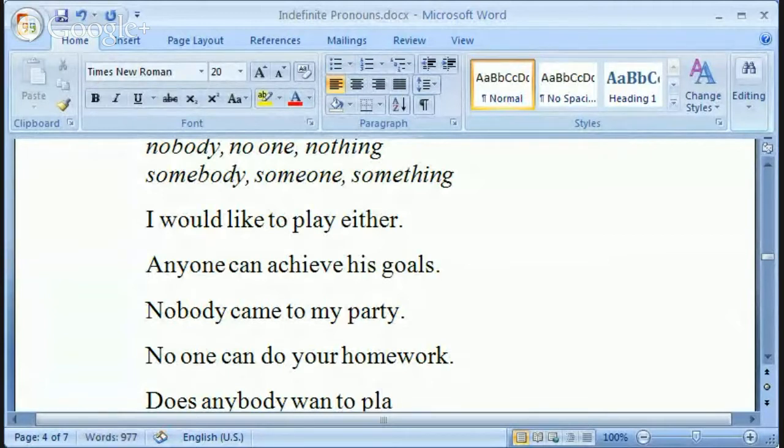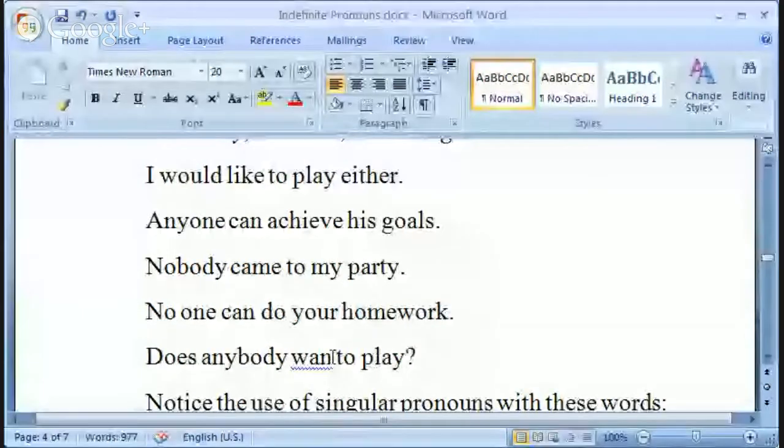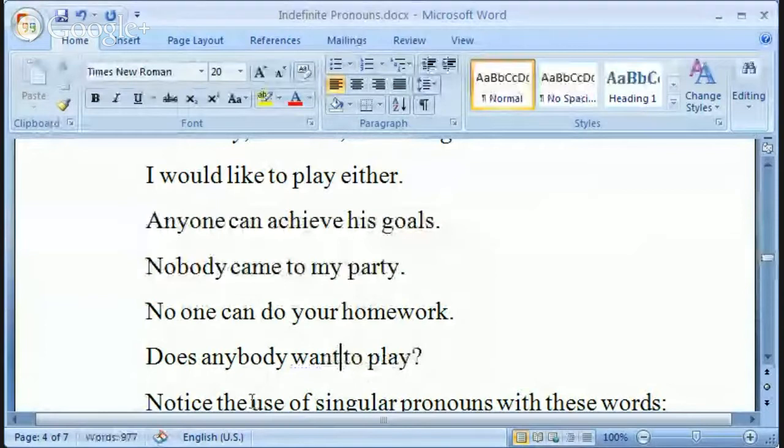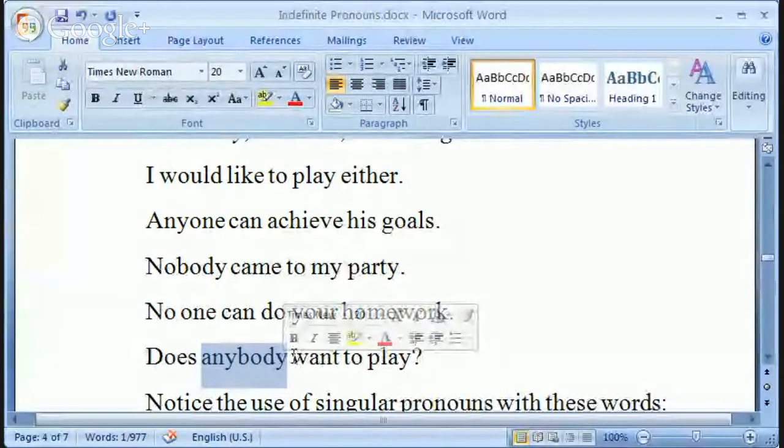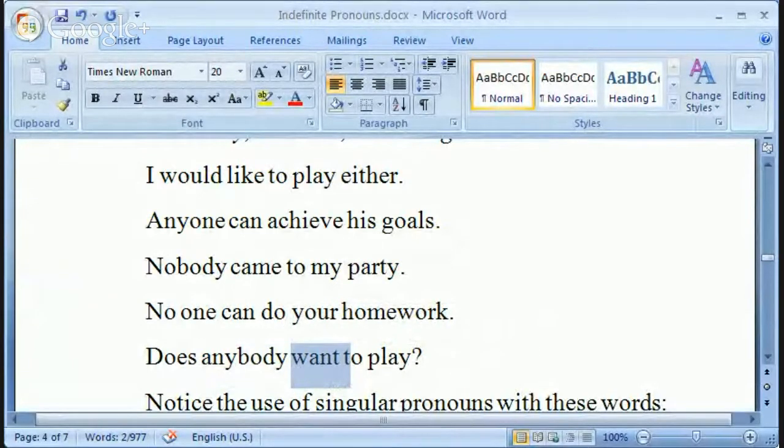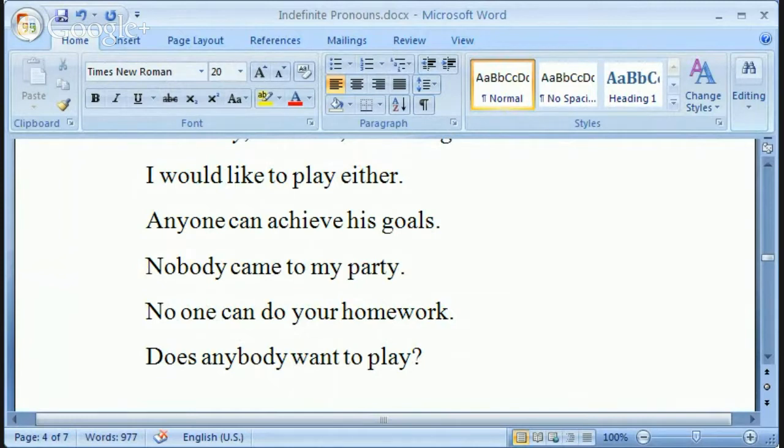Certainly. Okay, yes, and I'm glad that's a very good example, because Jorge has shown us that in fact we can definitely use an indefinite pronoun in the question form as a subject noun. Does anybody want to play? Very good, Jorge. Thank you for doing that. You're welcome, teacher. All right. Very good. Needed that example. Great.